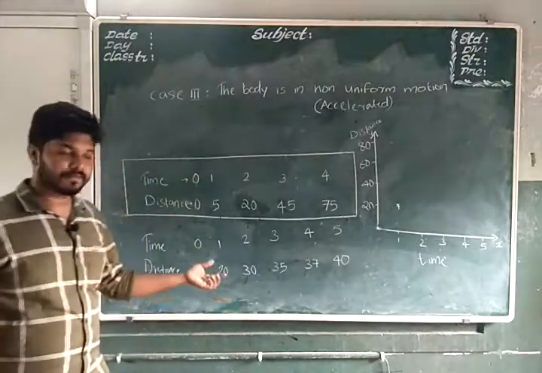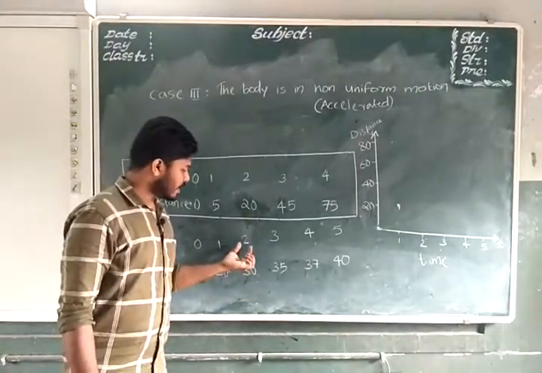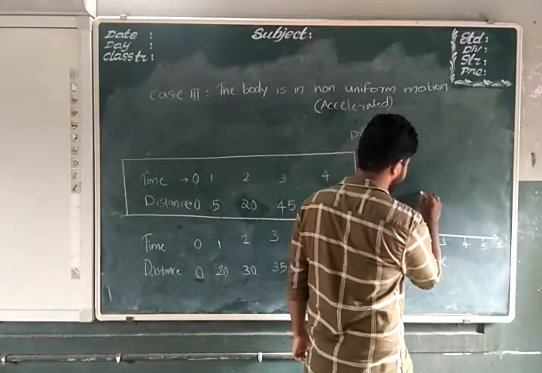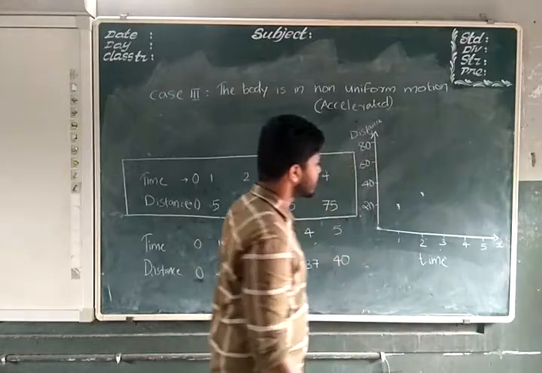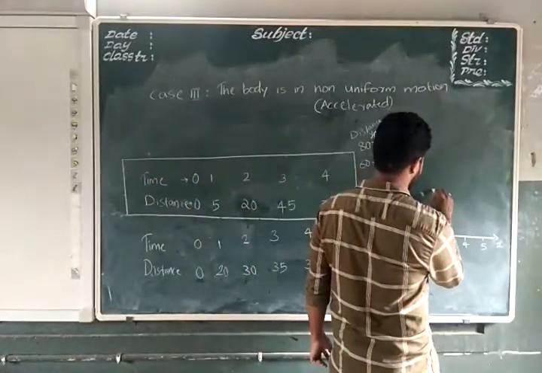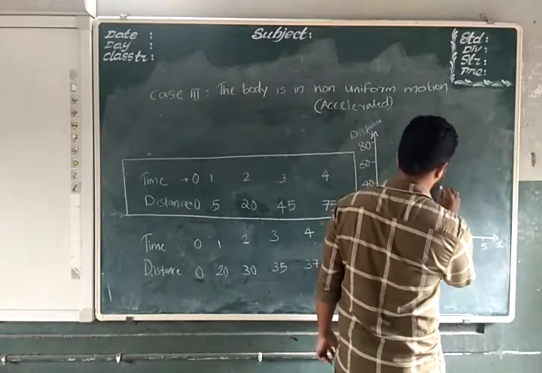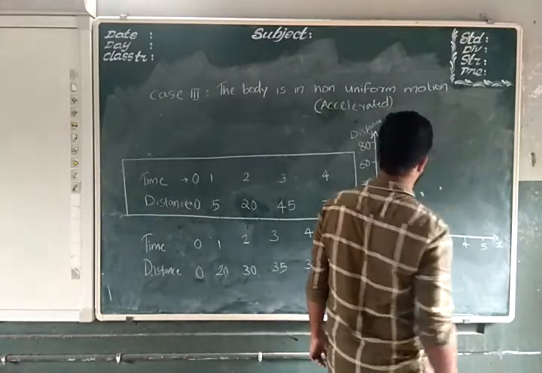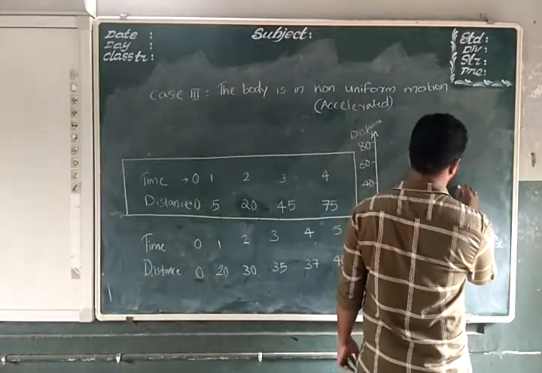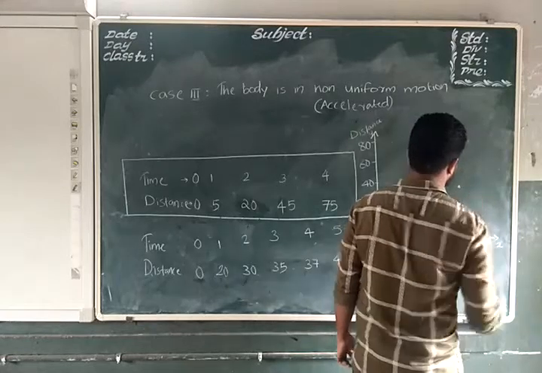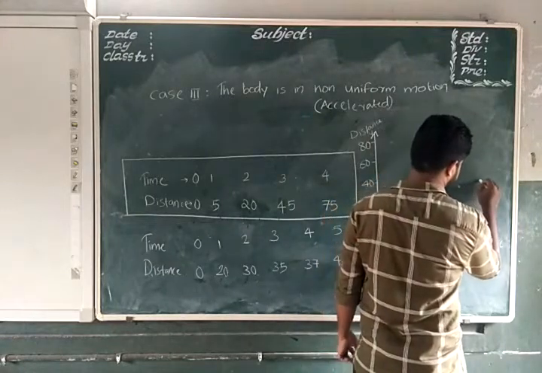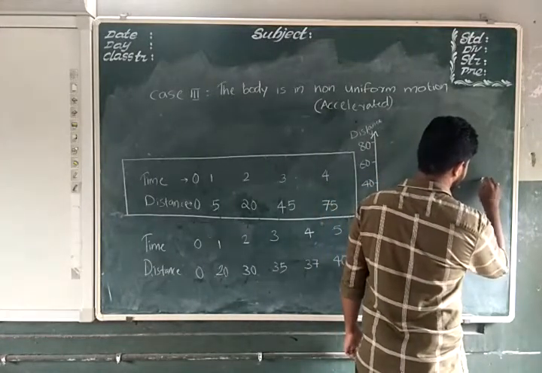If you are drawing in the graph, you will get an accurate thing. At 2 it's 30, 30 will be here. So I have the second point. At 3, 35 here. At 4, 37, means here, and at 5, 40, that means here.